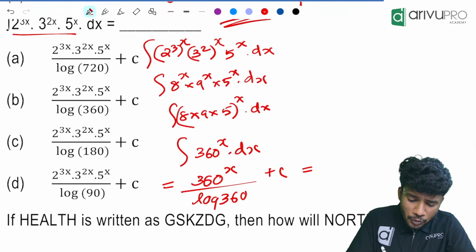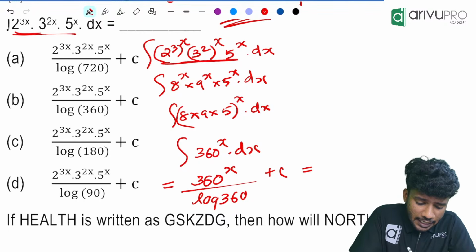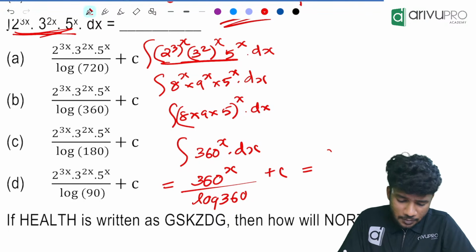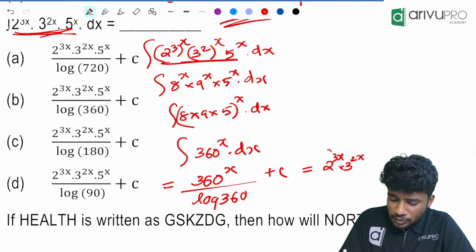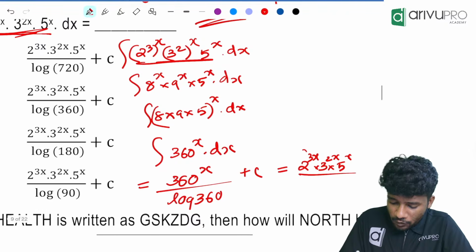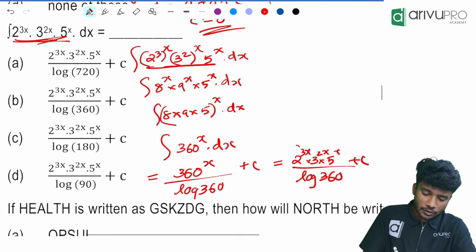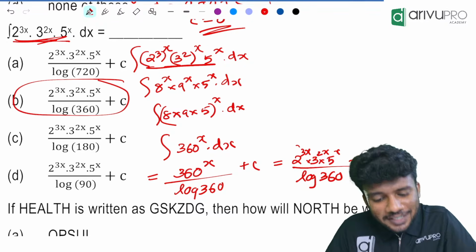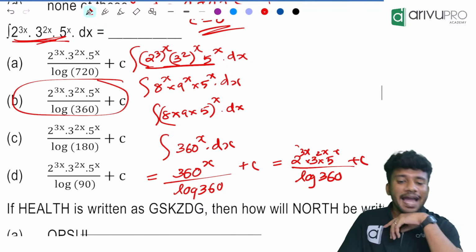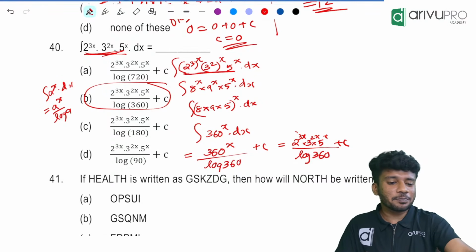Instead of that, I can put the question itself, this entire thing. So that is nothing but 2 raised to 3x, then 3 raised to 2x into 5 raised to x, divided by log 360 plus c is the answer. Looking at that, only one option is there. Option B is the answer. So that's your maths part, people. One of the easiest parts out of it.